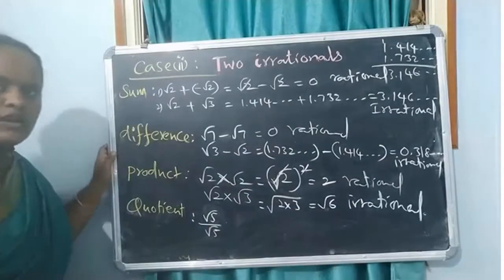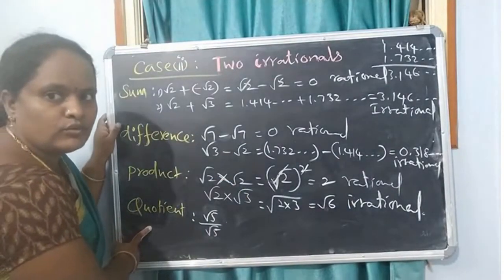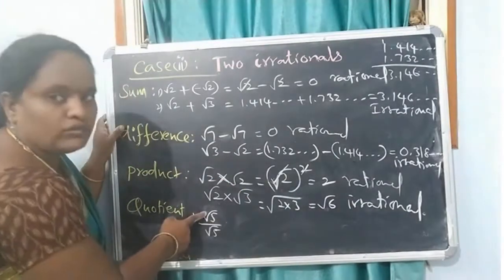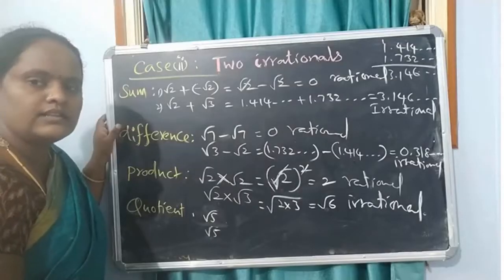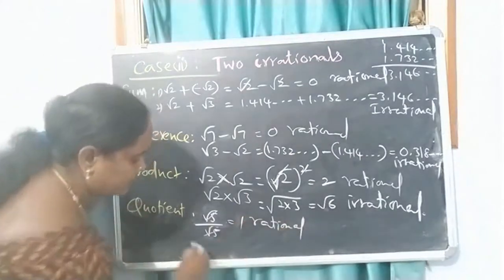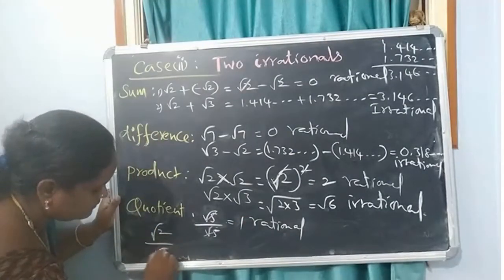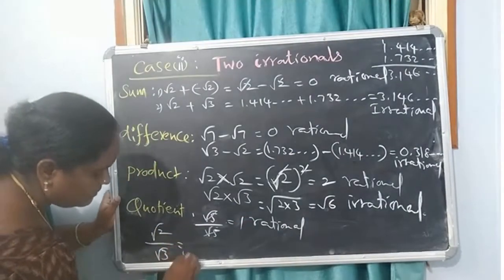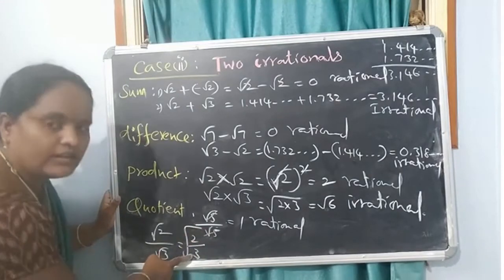Let us move on to the quotient, that is division of two irrationals. So I have taken root 5 and root 5. Both are irrational, same numbers. If I divide them, they get cancelled. 1 is rational. If I take root 2 and root 3 and divide them, that is nothing but root of 2 by 3. Here 2 by 3 cannot be written as a perfect square.